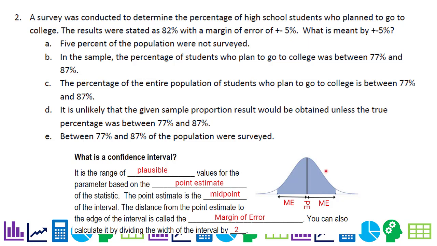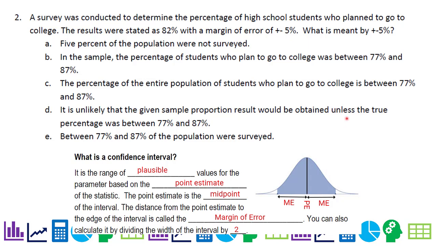Now you might be tempted to say, oh, in the sample, the percentage of students who plan to go to college was between 77% and 87%. But the problem with that answer is we know the sample actually was exactly 82%, and we're trying to estimate the population. And then in C, the percentage of the entire population of students who plan to go to college is between 77% and 87%.